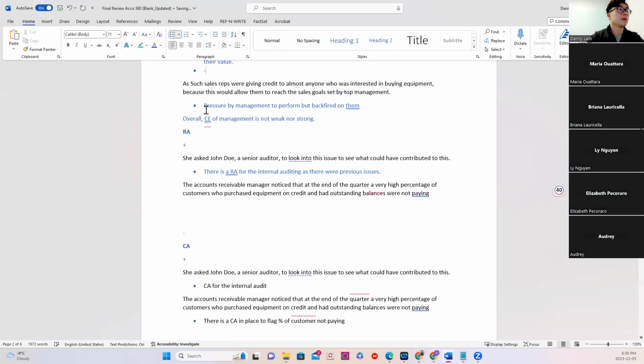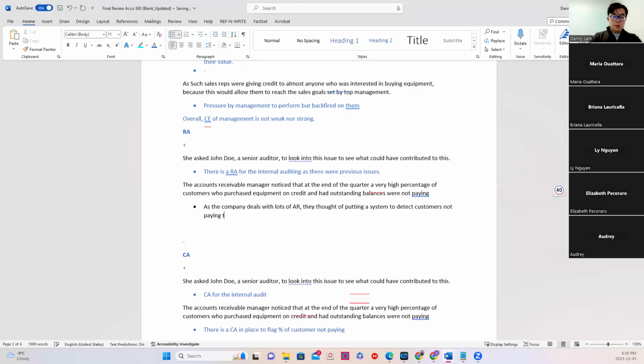As the company deals with lots of AR, they thought of putting a system in place to detect customers with outstanding balances. Great. Is there anything else in control activities?